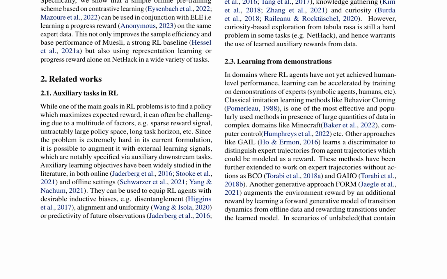Auxiliary learning objectives, such as disentanglement, alignment, and predictivity of future observations, can equip RL agents with desirable inductive biases. World models provide a natural pre-training objective for RL agents, capturing crucial environment parameters. Single-step world models, like Dreamer v3 and Director, equip RL agents with single-step transition and reward models, while infinite horizon models, like Gamma models and contrastive value functions, directly capture the probability of observing a future state.